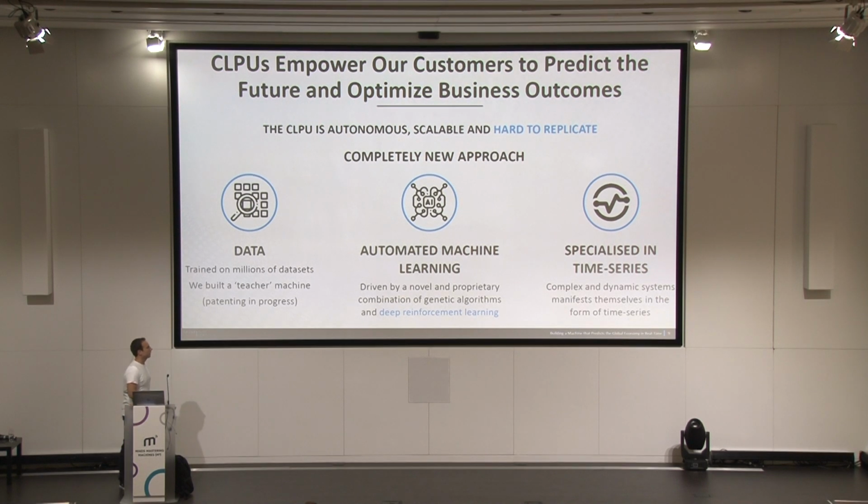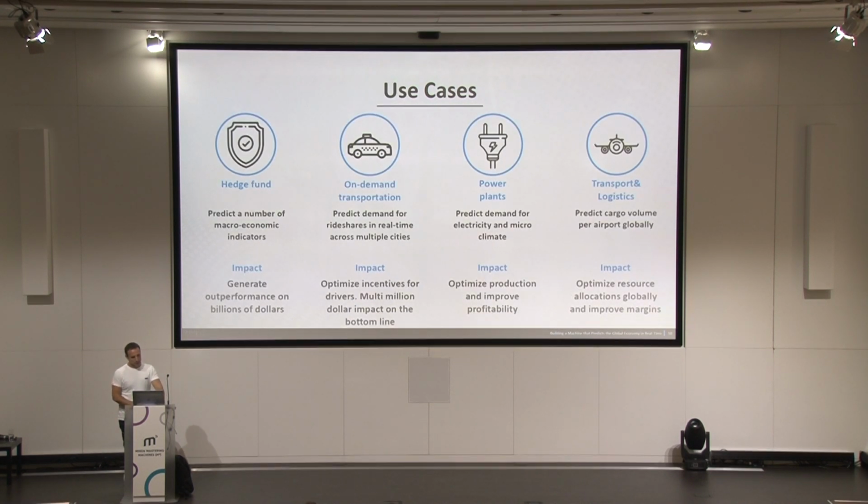But really, the key here is specialization in dynamic systems. So the machine has been trained to be able to work in the changing world. And dynamic systems, as you know, represent themselves in the form of time series. So, okay, great. I have a few use cases here.